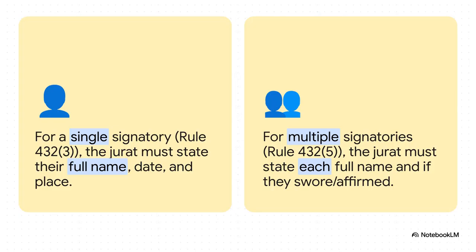And this is where you need to pay close attention, because the rules change depending on how many people are signing. For just one person, Rule 432 Subrule 3 lays out the standard requirements. But if you've got a joint affidavit, you need to look at Rule 432 Subrule 5. The jurat has to name each and every person, and for each person, it has to specify if they swore on a religious text or just affirmed. If you miss that little detail, the whole thing could be invalid.